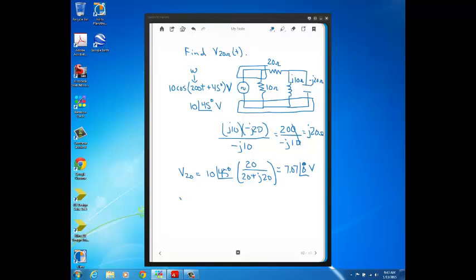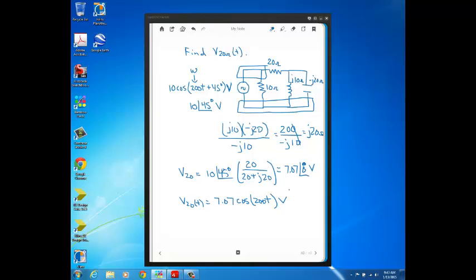So now the voltage as a function of time across that resistor will just be 7.07 cosine of the source frequency, which is 200t. And the angle is 0, so we don't show an angle, and that's the answer.